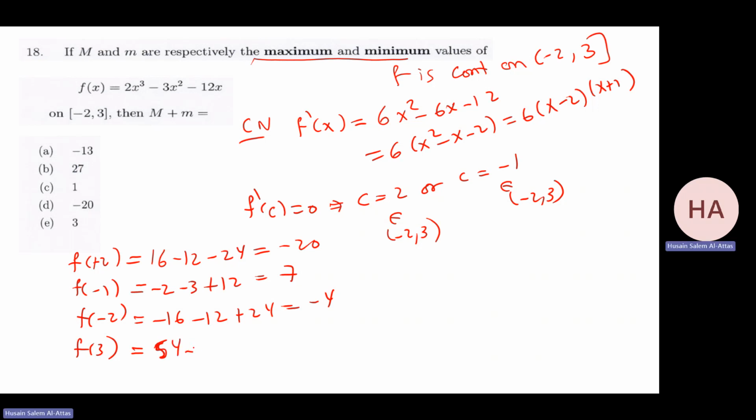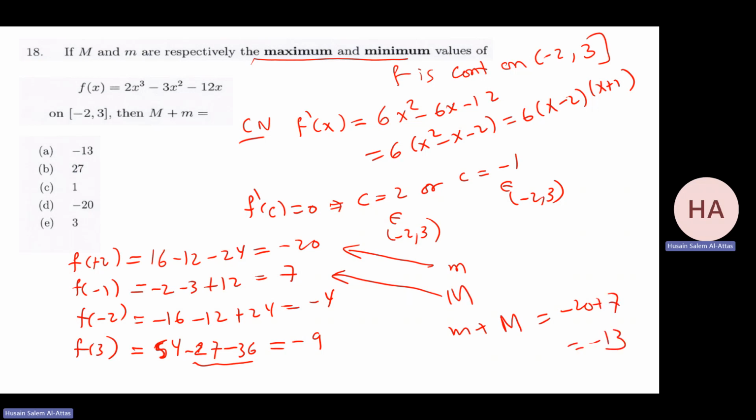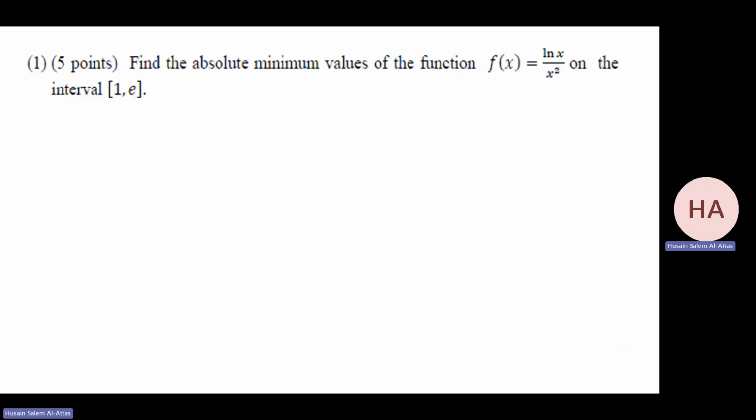3 times 3 squared is 27, 54 plus 27 minus 36 minus 36. So it will be minus 9. So absolute maximum is, no, 7. And absolute minimum is minus 20. This is small m. This is capital M. So m plus M will be what? Minus 20 plus 7, which is minus 13. Which is this one? Okay.